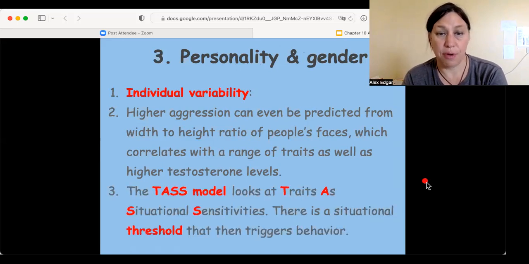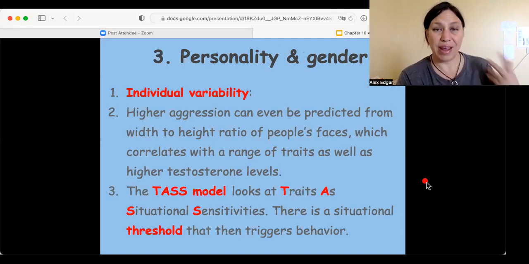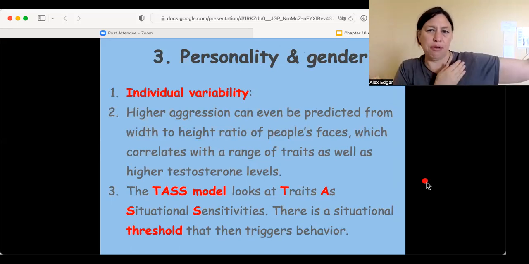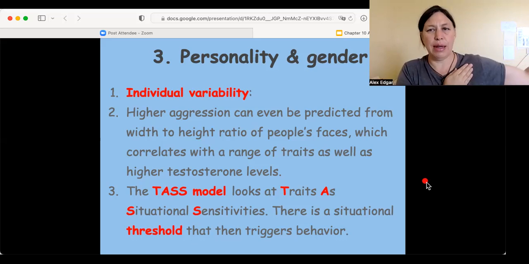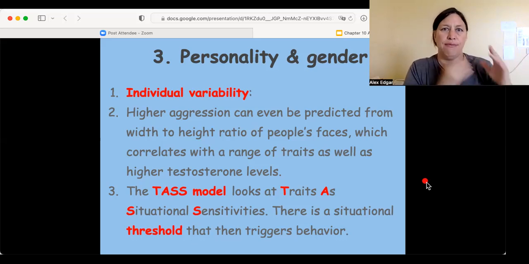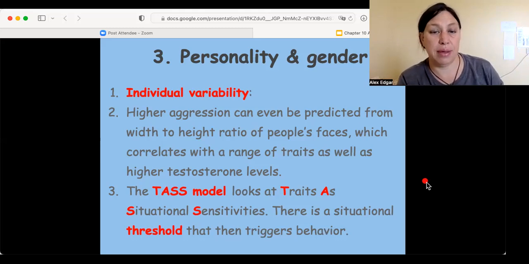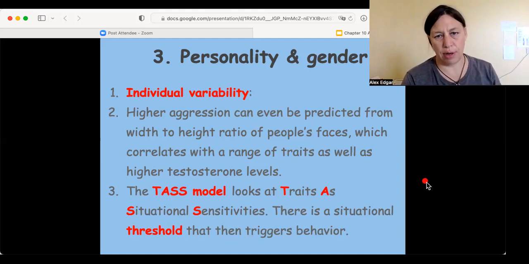Okay, the TAS model looks at traits as situational sensitivities. There's a situational threshold that then triggers behavior. So, for example, they found that violent criminals, their personal sense of having the personal boundary violated is far more sensitive than members of the general population. So this bears this out. Once the threshold has been crossed, behavior is triggered. Before that, you don't get angry.